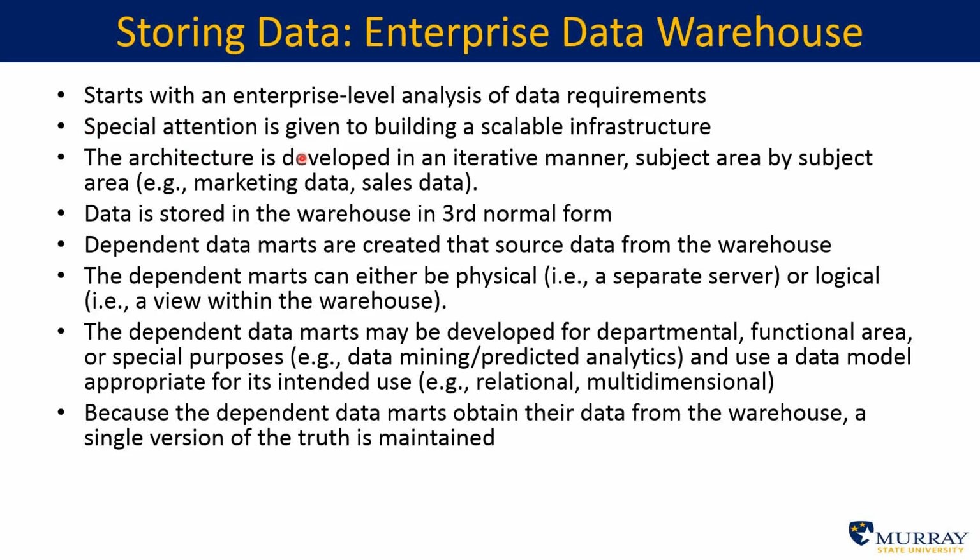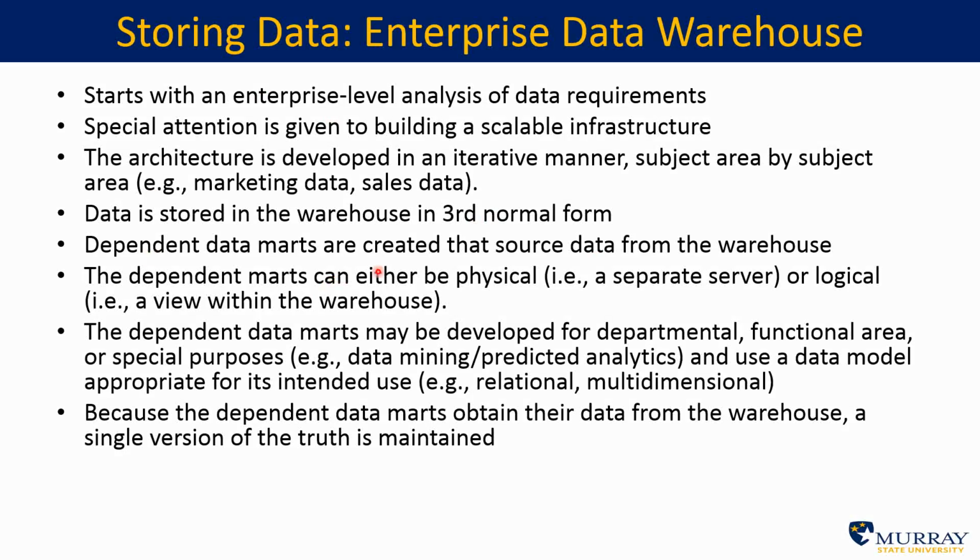Now, special attention is given to building, under this paradigm, under this architecture, a scalable infrastructure. Meaning, if things change, if needs for data storage change, or if the company becomes bigger and there's increased demand for storage capacity, the designers want to make sure that the architecture can accommodate that. And then the architecture is developed in an iterative manner, meaning one subject area at a time. Let's say first you create a storage area for marketing data, then for sales data, then for accounting data, then for finance data. And data is stored in the warehouse in the so-called third normal form.